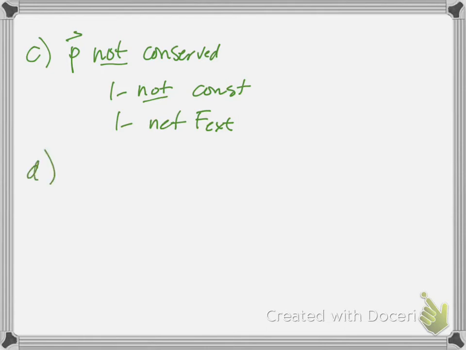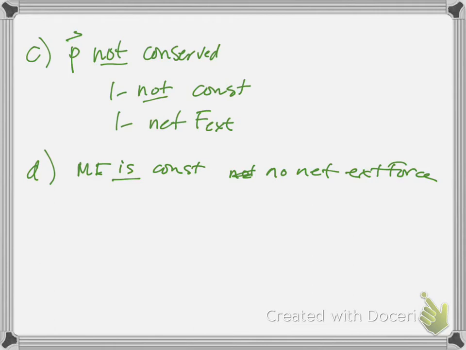So on to part D, indicate whether the mechanical energy is constant or not. The mechanical energy is constant because now we can consider the spring force as being internal, okay? So we have no net external force, all right? So I know that's a little confusing, but just to review, when you're talking about momentum, you can't really use the spring as part of the system, but when you're talking about energy, you can.